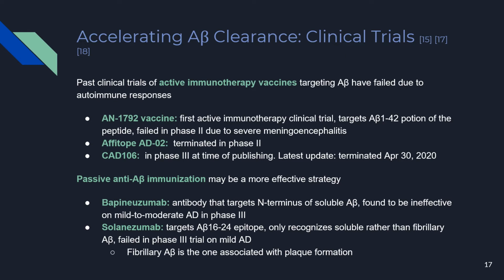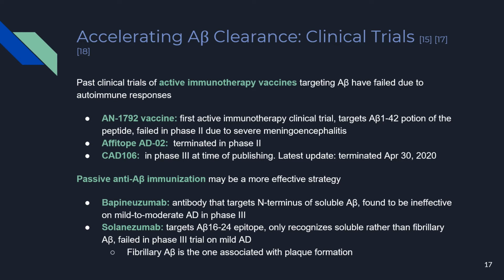Passive anti-amyloid beta immunotherapies may be a more effective way of preventing or slowing the progression of Alzheimer's, but up to date, most trials have failed. Bapineuzumab is an antibody that targets the N-terminus of soluble amyloid beta, but it was found to be ineffective at treating mild to moderate Alzheimer's in clinical trials.